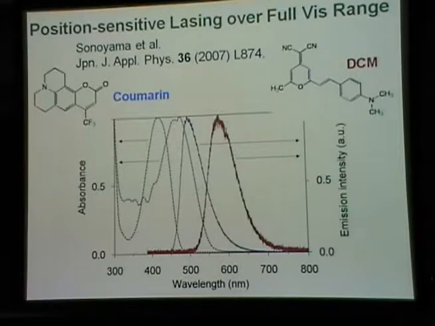So if you look at the absorption of DCM and the emission of coumarin, they overlap in quite a wide wavelength range. So we can expect energy transfer from the coumarin to DCM. So by exciting coumarin, we can also get the emission from DCM through this energy transfer.